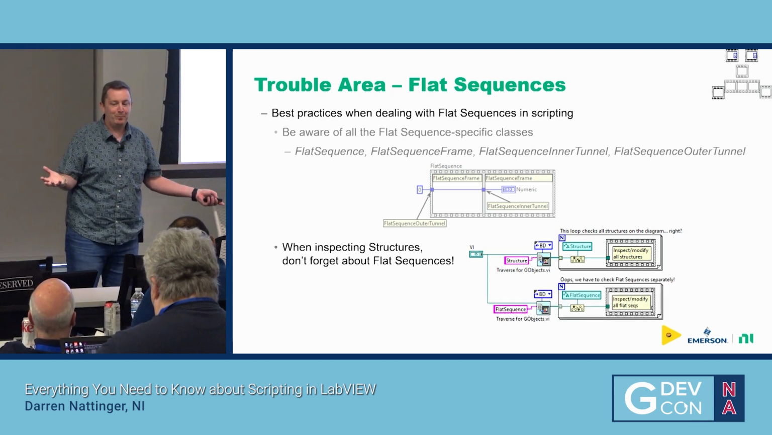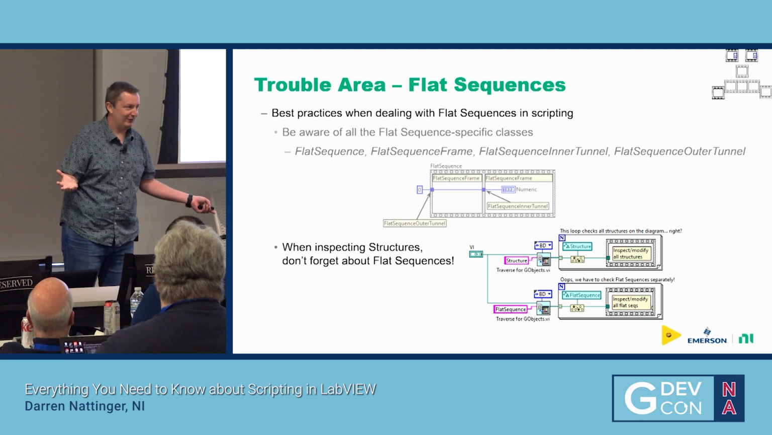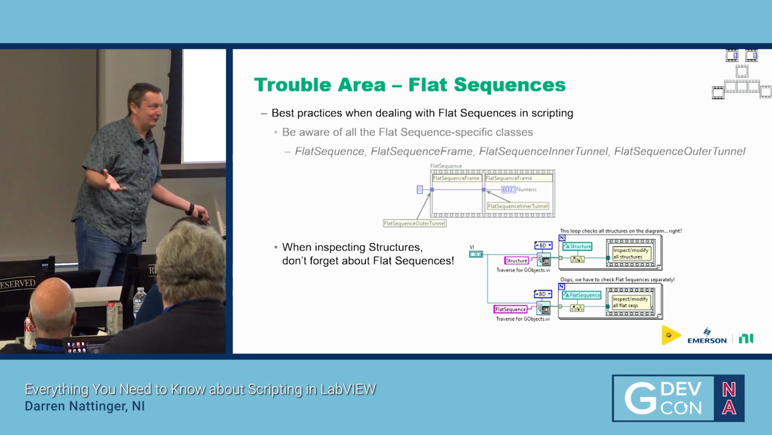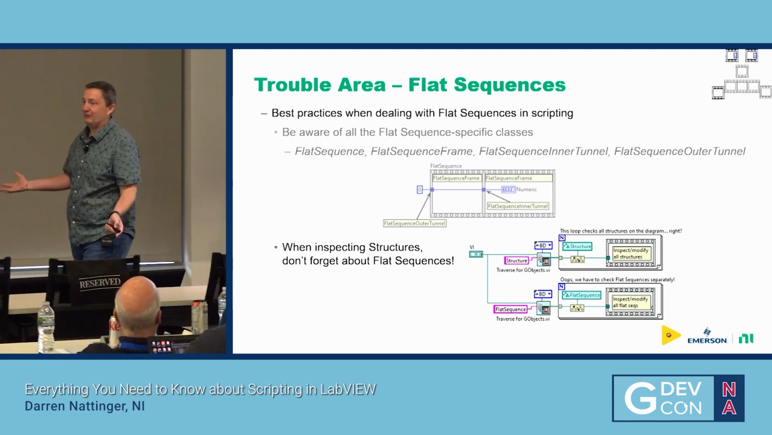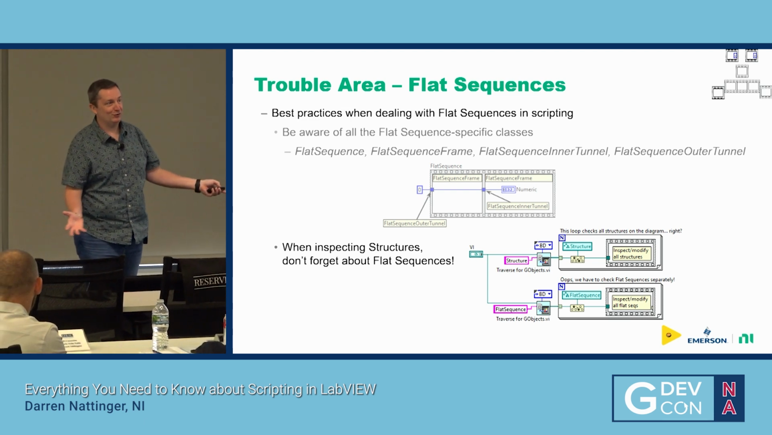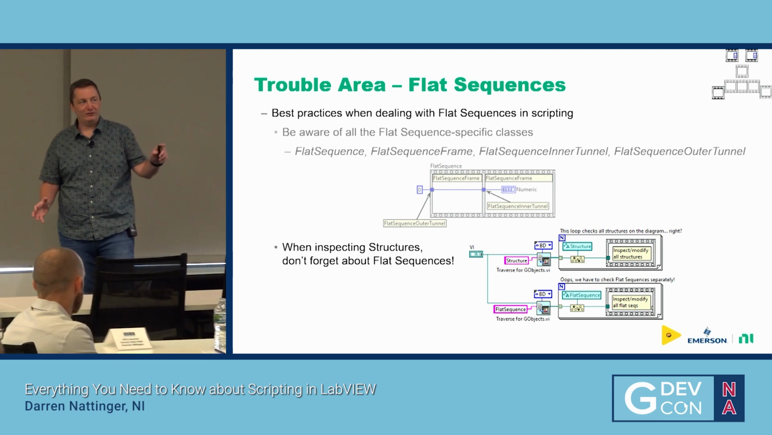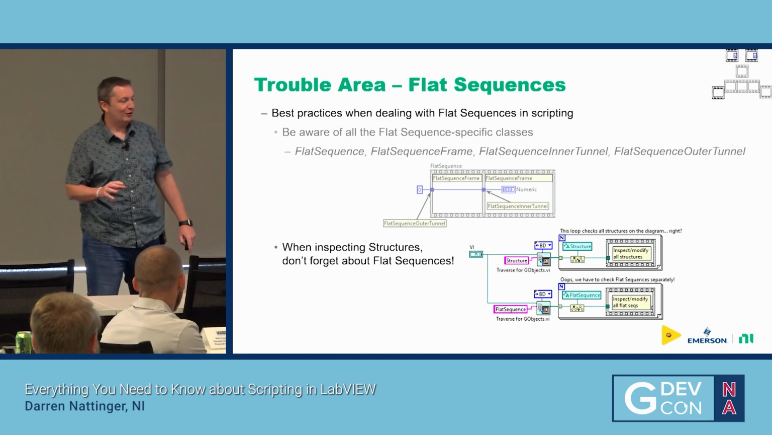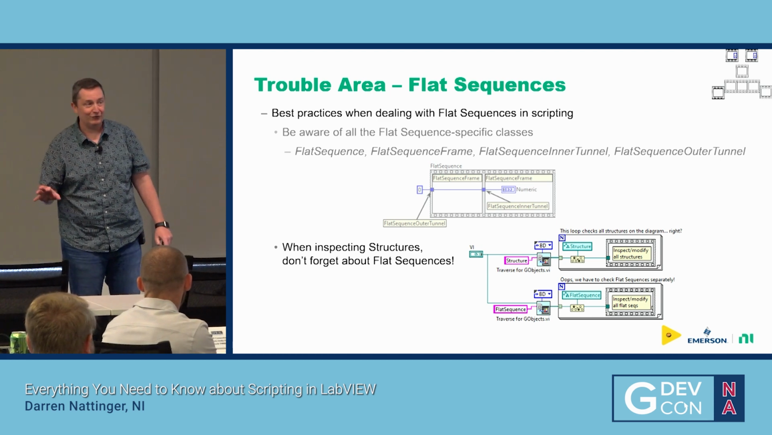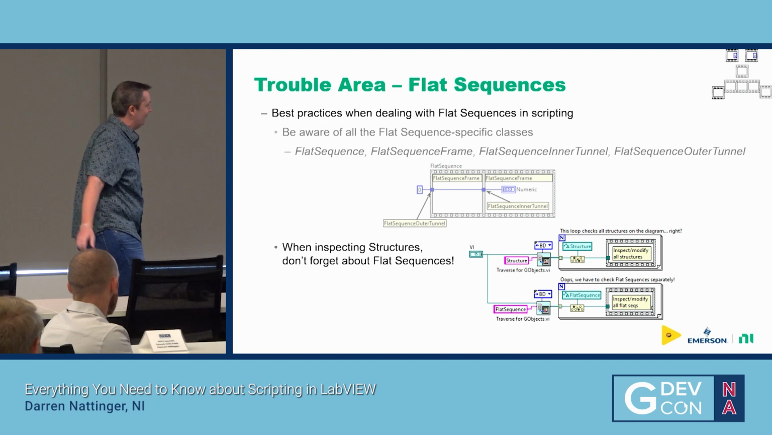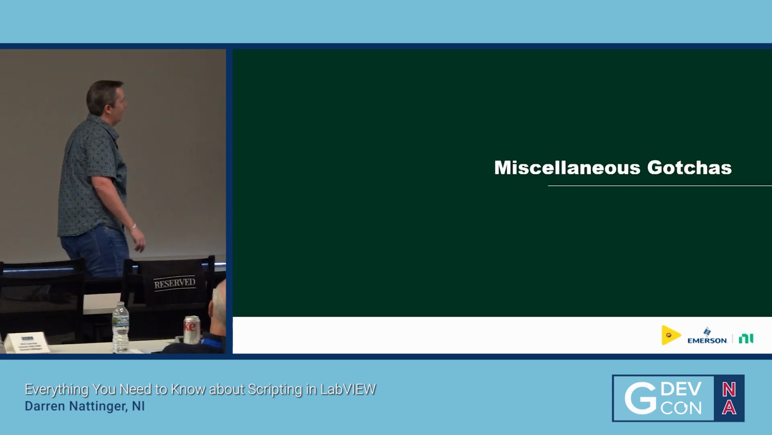So he wrote code that looks like this, which very clearly modifies properties of all the structures on his block diagram. But structures and flat sequences aren't related. So he forgot to write that extra section of code below there that looks for flat sequences in addition to structures in order to do that thing. So don't worry, Sam, I've made that same mistake before. So that's a big trouble area, flat sequences in scripting. It's been that way ever since they were added to LabVIEW in LabVIEW 7.0, I believe.